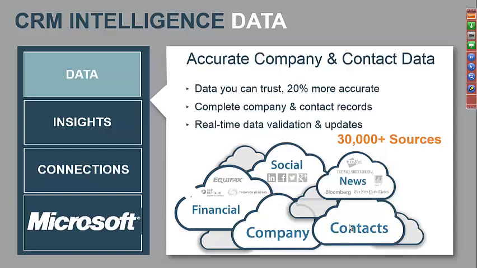Then from all these multiple sources that you see here in the clouds, we triangulate them across each other, and then we validate them to make sure that they are the closest to truth. And our data is dynamically updated continually from our proprietary algorithms that crawl over 30,000 news, media, company sources. And that's why our data is the most accurate.